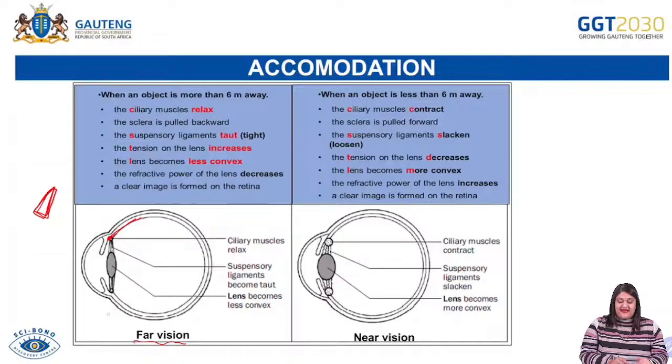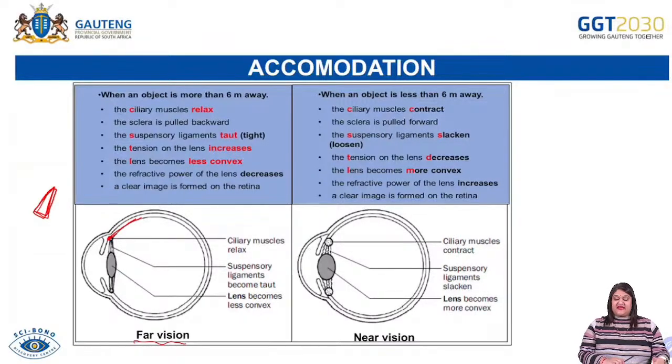The tension on the lens is going to increase and the lens is going to become less convex. The refractive power decreases. You can see it's thinner, but we don't use the word thinner, because it looks thinner here only because we are looking at it in this dimension. Remember that it is actually a 3D object with a biconvex shape, so we say it becomes less convex. And the clear image is formed on the retina.